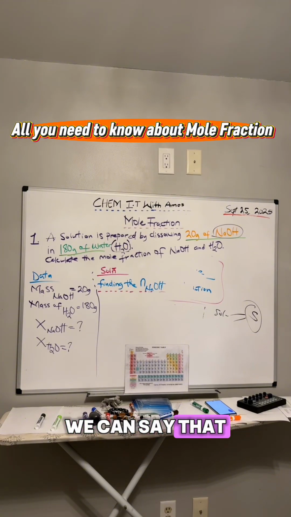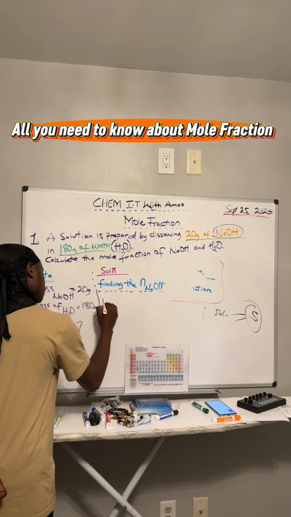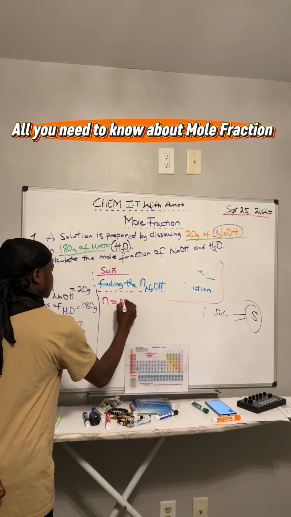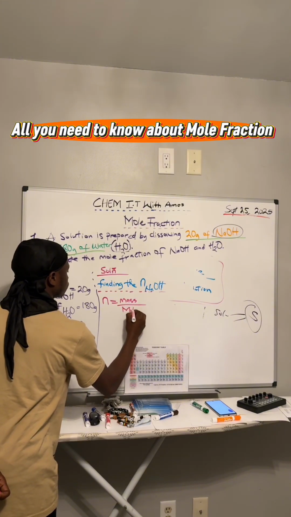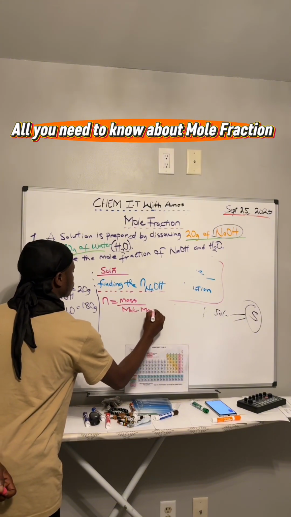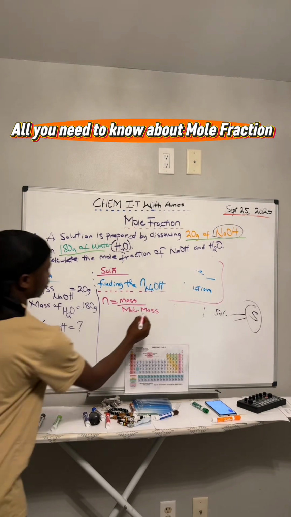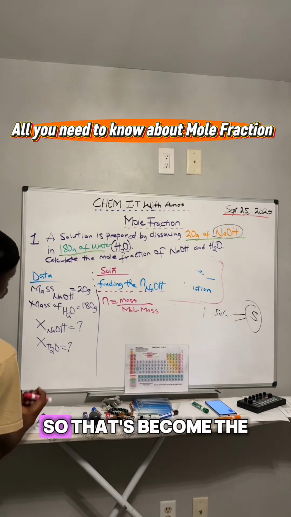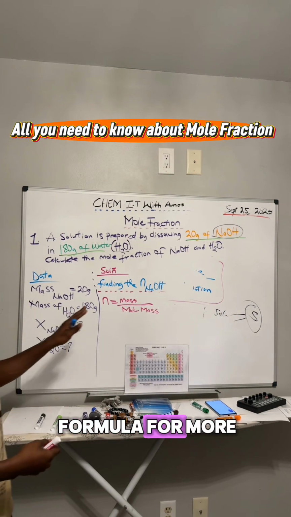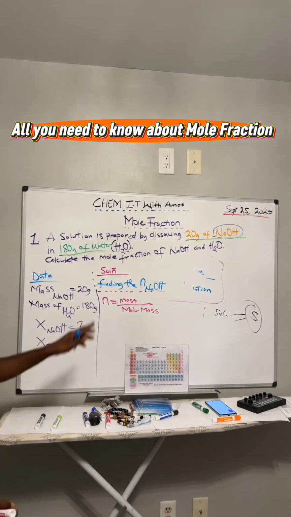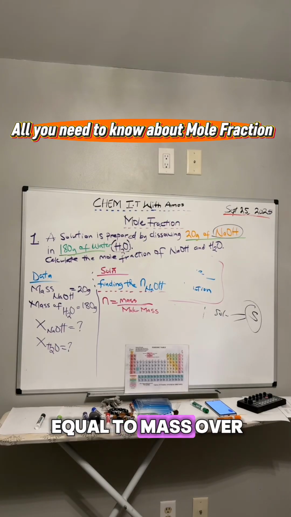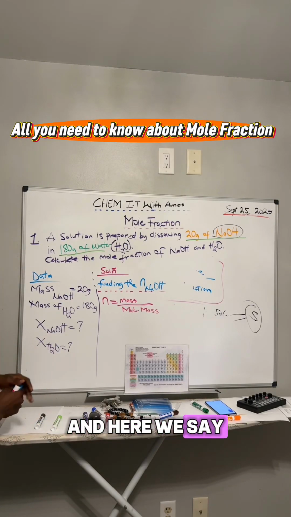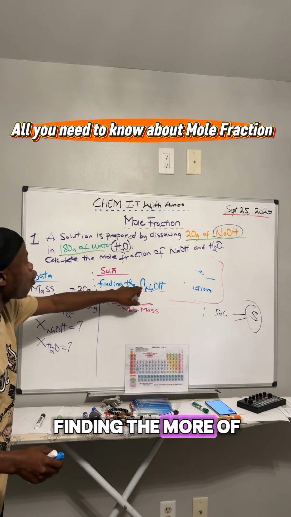We can say that mole is equal to mass over molar mass. So this becomes the formula for mole. Remember, mole is small n. Mole is equal to mass over molar mass. And here we say finding the mole of sodium hydroxide.